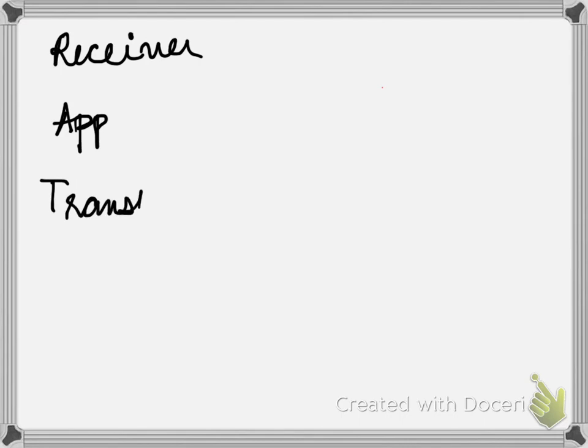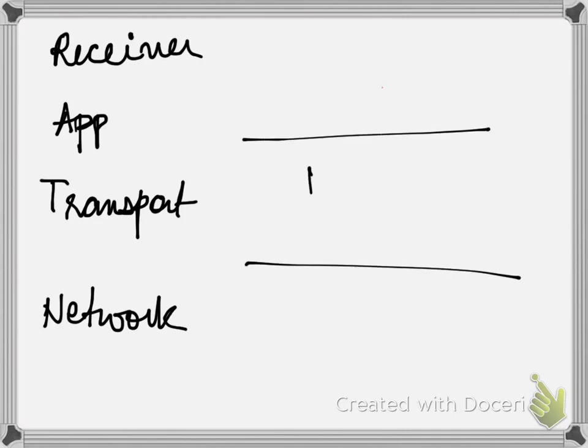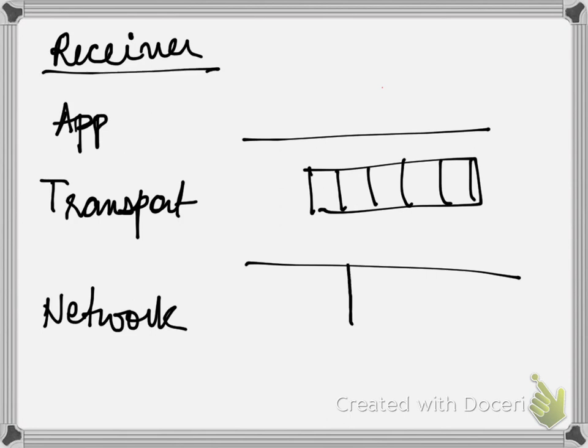So at the receiver side, I have the application layer, I have the transport layer, and I have the network layer. And these are the interfaces. So the transport layer here has some buffers. At the receiver side, the network layer will bring in the data and write it to the buffer, and the application layer will read the data from the buffer. So the application layer will read and the network layer will write to the buffer.